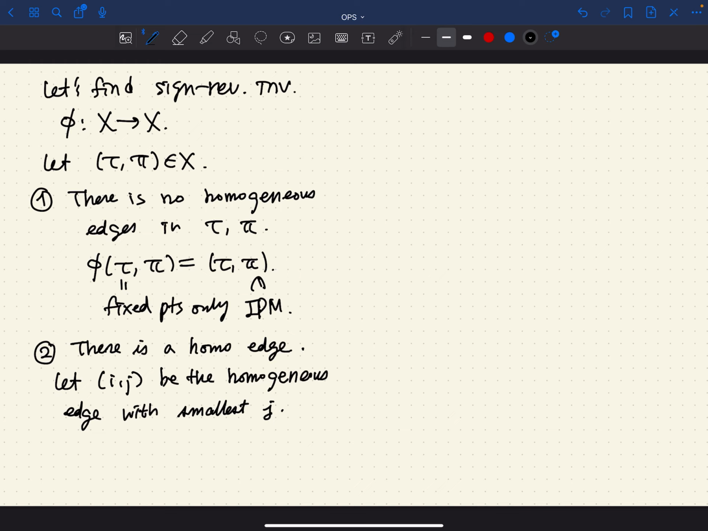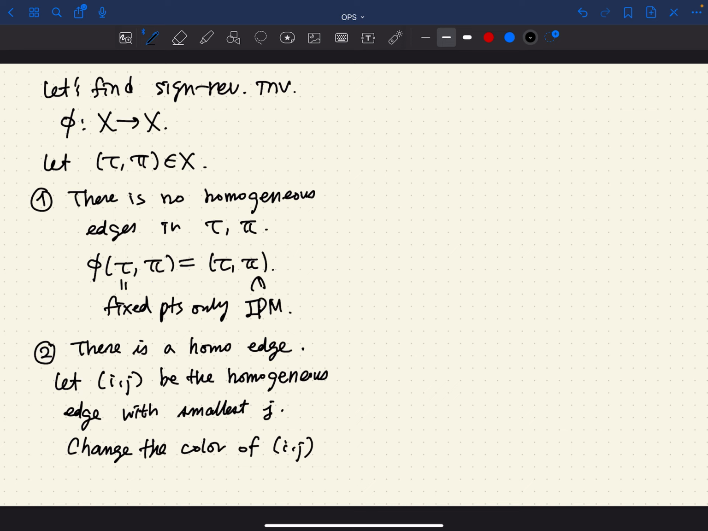Then, because it's homogeneous, we can change the color. That means, in other words, move this edge from tau to pi or vice versa, depending on whether it is.